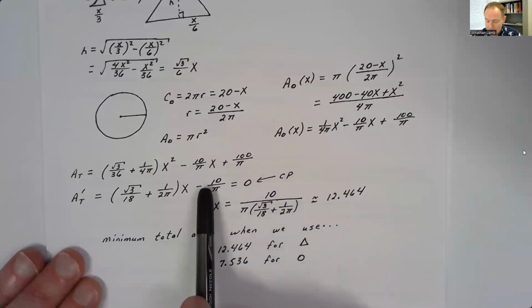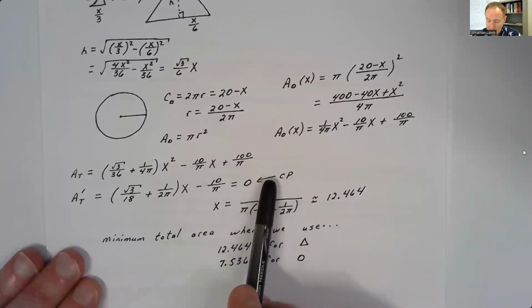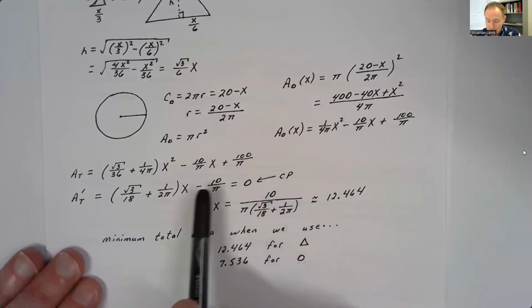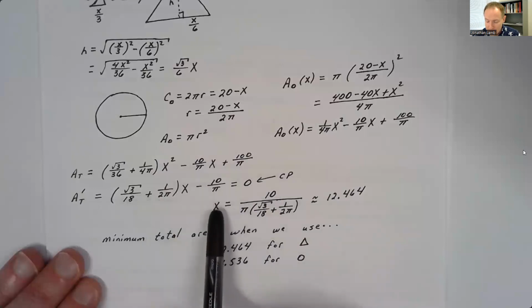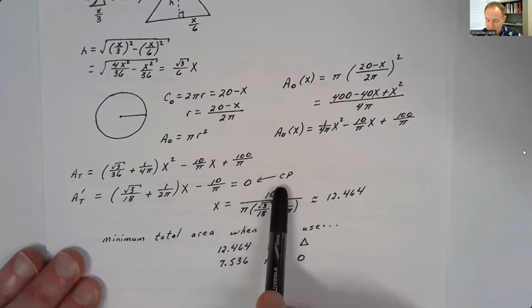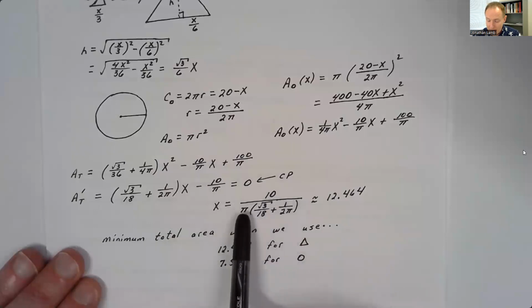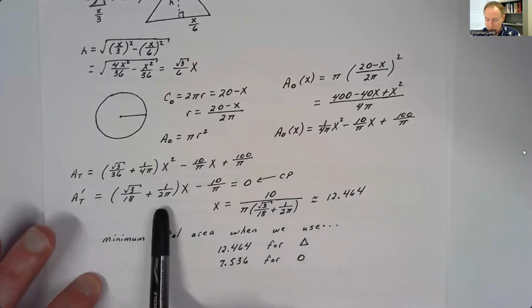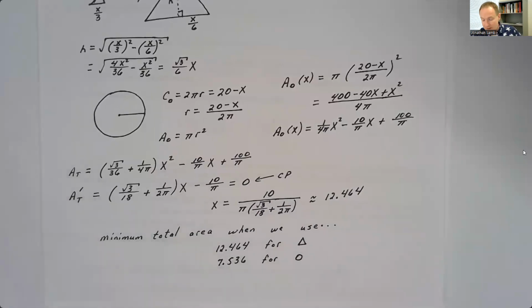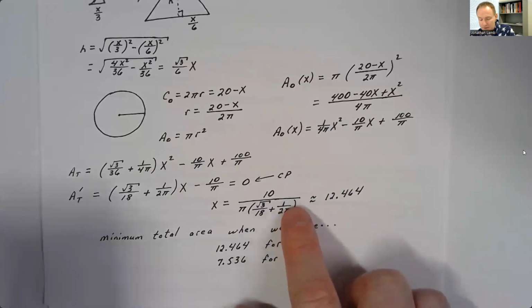When I do that, the 10 over pi would move to the right-hand side. And then in order to solve for x, you'd have to divide by its coefficient. That's why I said x is going to equal 10 divided by pi times the group square root of 3 over 18 plus 1 over 2 pi. And you'll see there, I get the answer 12.464. A lot of people would make calculator errors on this.